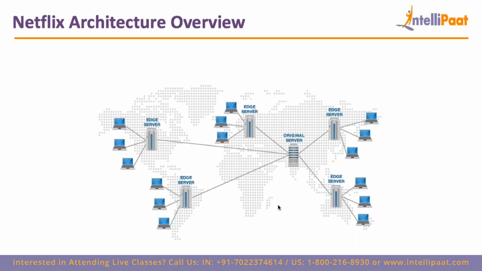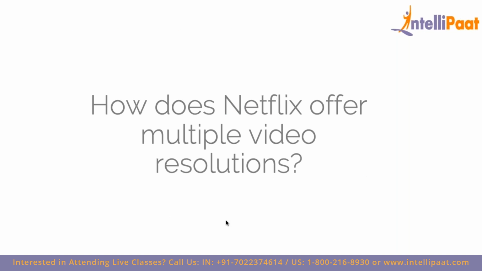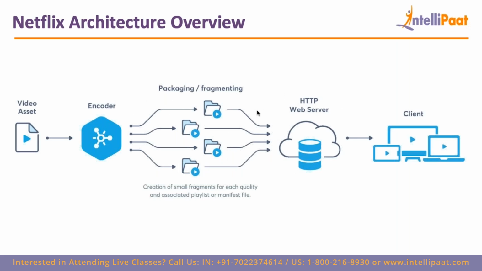Now let's move forward and ask a different type of question. How does Netflix basically give you multiple video resolutions? Okay, so there is something called video encoding and transcoding. What that basically means is, let's say I am the Netflix company and I want to publish the movie Avengers on my streaming platform.